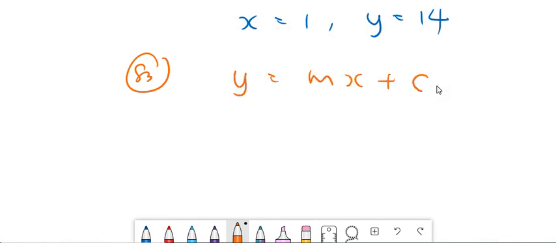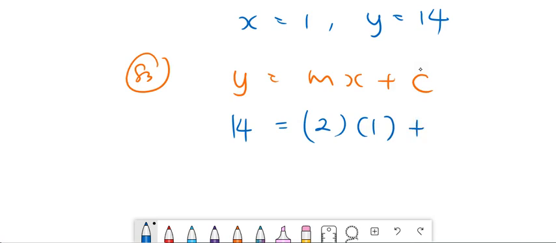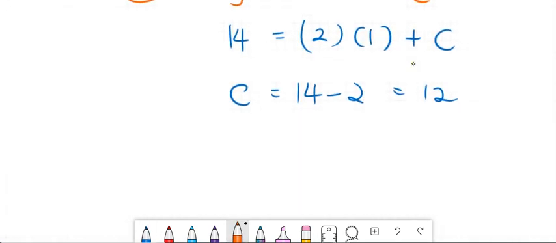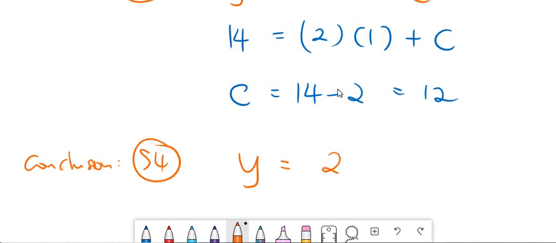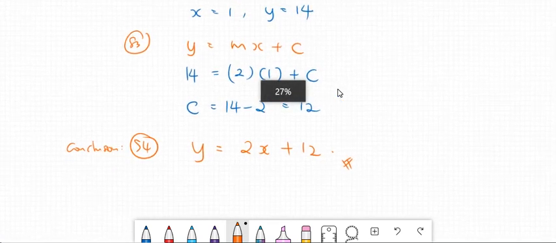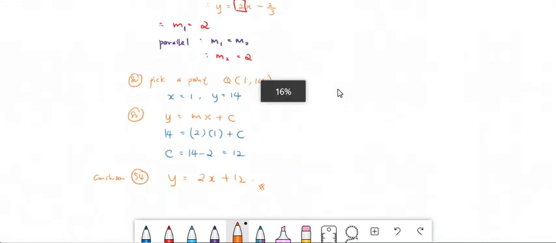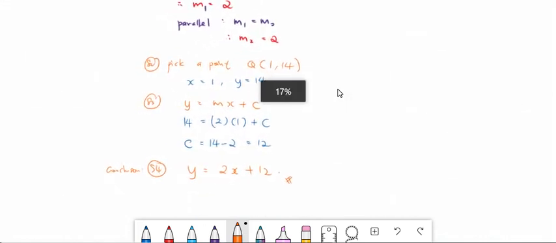Y equal to mx plus c. What is your Y? 14. What is your M? 2. What is your X? 1 plus c. So your c equal to 14 minus 2 will be 12. Is it finished at this stage? No. Do remember, step 4 is your conclusion. Resubstitute back the value of your M and also your value of your C that you have found. So that's the overall picture on the first part.